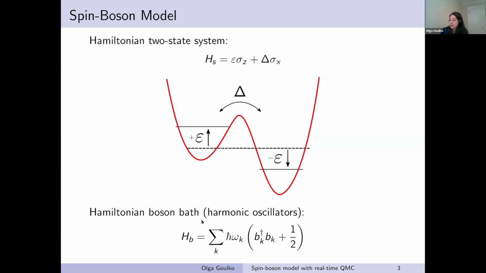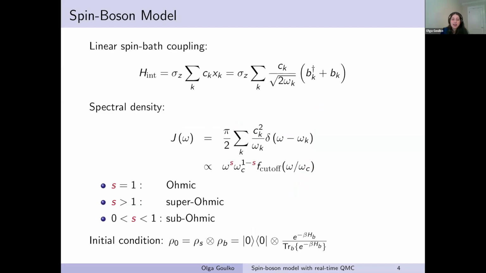Then we have the Hamiltonian of the bosonic bath, which is simply a sum of harmonic oscillators. And then finally, we have a system-bath coupling, which we assume to be linear. These coefficients, c_k, characterize the coupling strength to the kth boson mode with frequency omega_k. And in the condensed phase, we can consider the system to be coupled to a continuous bath. So we can characterize the system-bath coupling by a spectral density in this compact form.